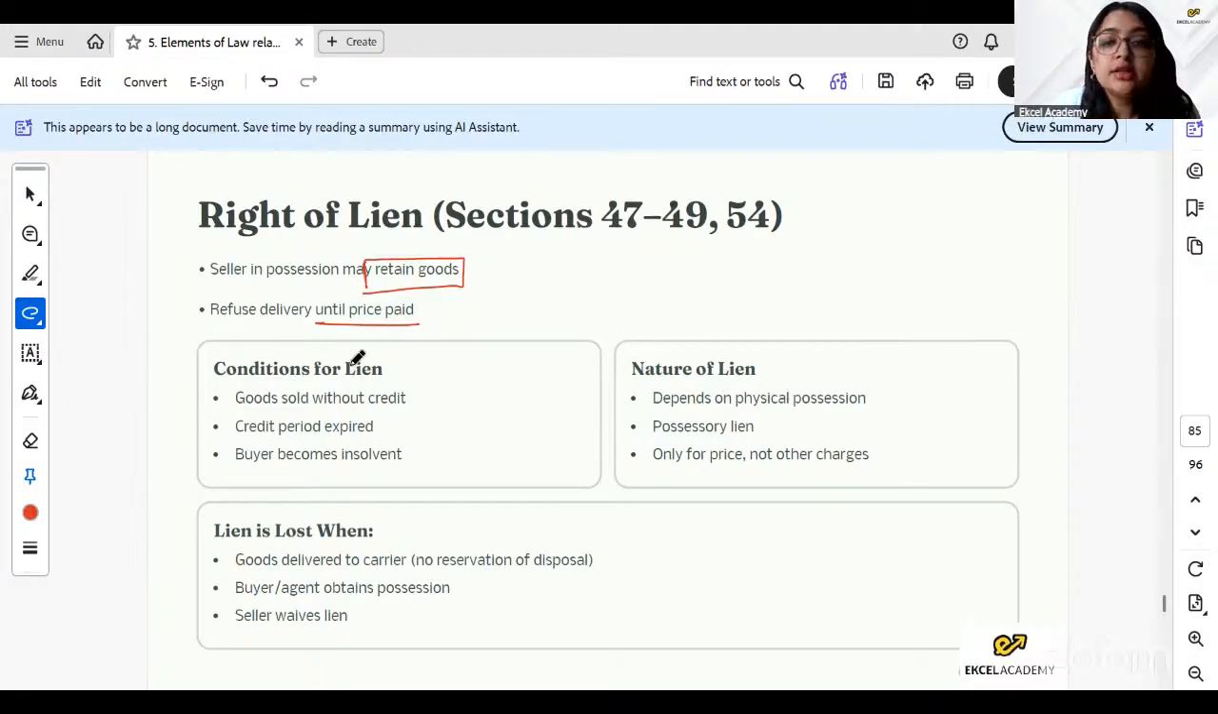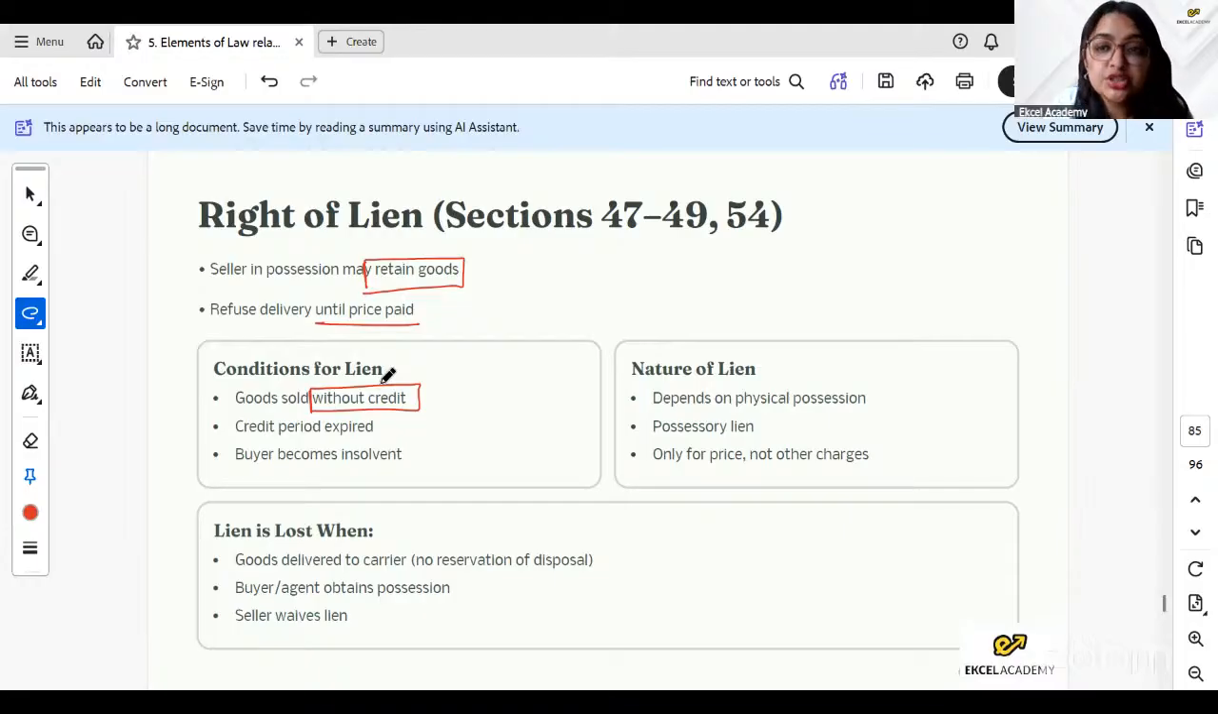So what are the conditions for lien? Goods sold without credit. What happens when there's a credit? So what is an unpaid seller? Let's say you purchased a refrigerator, you had to pay 70,000 rupees at the time of the contract, but you have not paid. Then that makes an unpaid seller.